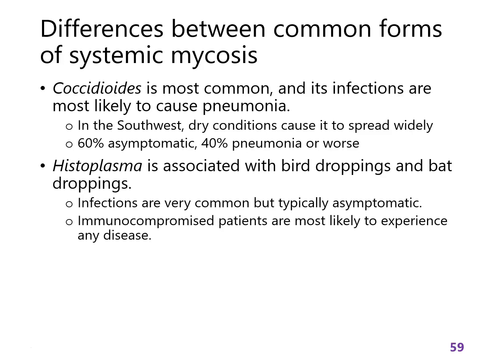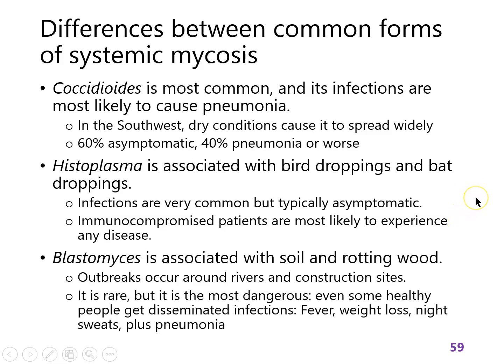So histoplasma is associated with bird droppings and bat droppings. And so people will get exposed by exploring caves or working with birds. But healthy people are not likely to experience disease. They are likely to have an asymptomatic infection. And so again, that would show up later in an antibody test because they would have an immune response to it, but it would not give them any signs or symptoms that they would notice. But this can be very serious for people with damaged immune systems. So all of these can be.